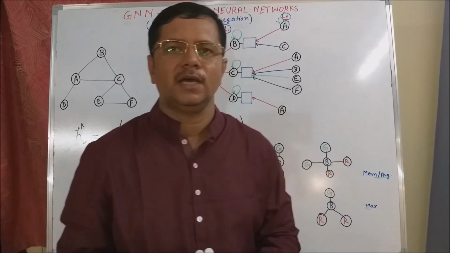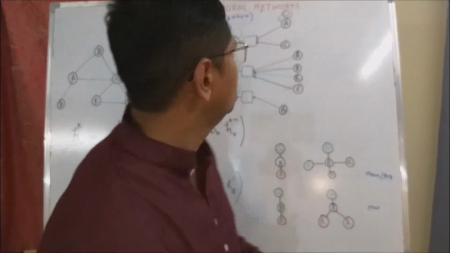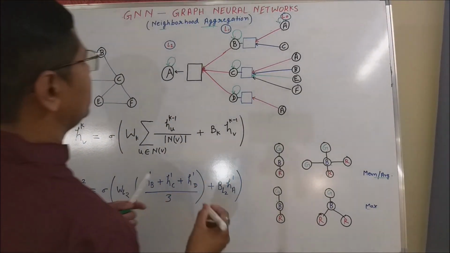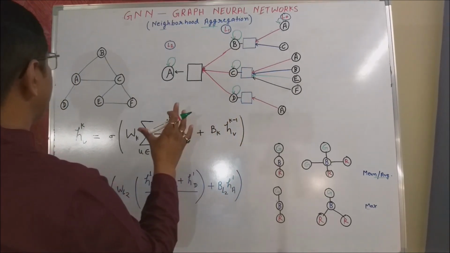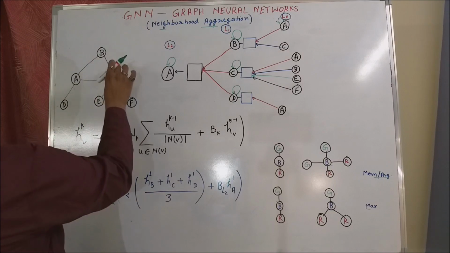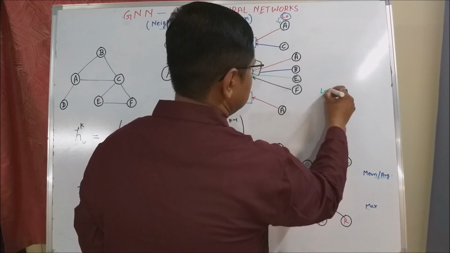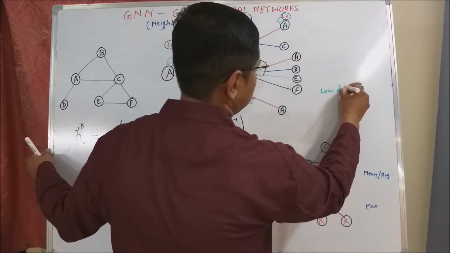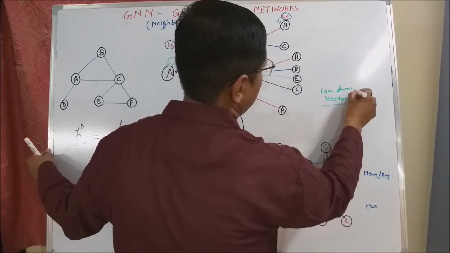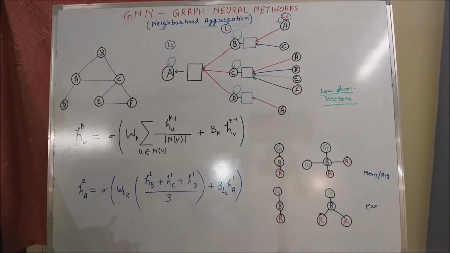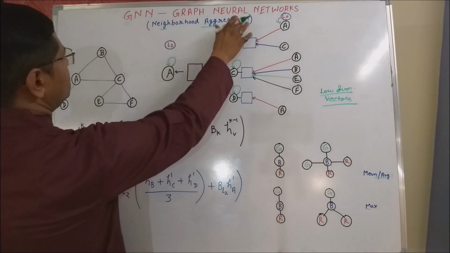Hello, I'm Neeraj. Today I will try to explain the basic architecture of graph neural network. The main aim of graph neural network architecture is to develop some encoder kind of thing so that we can represent or encode or map each of these nodes in low dimensional vectors. So this is the main ambition, and to achieve this we use the neighborhood aggregation.